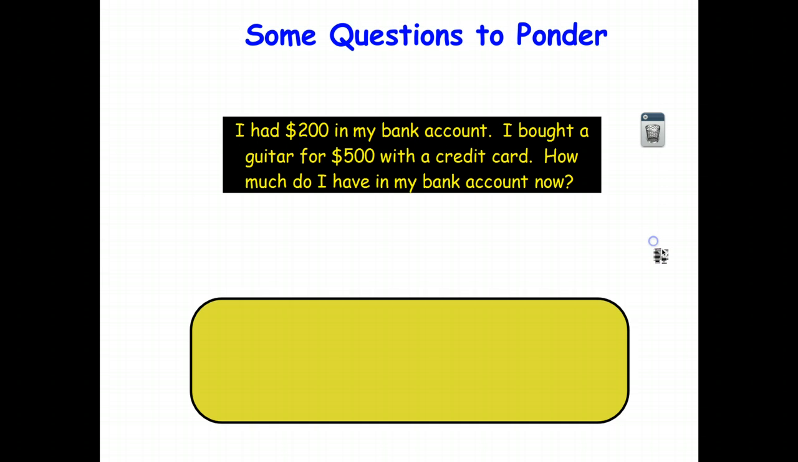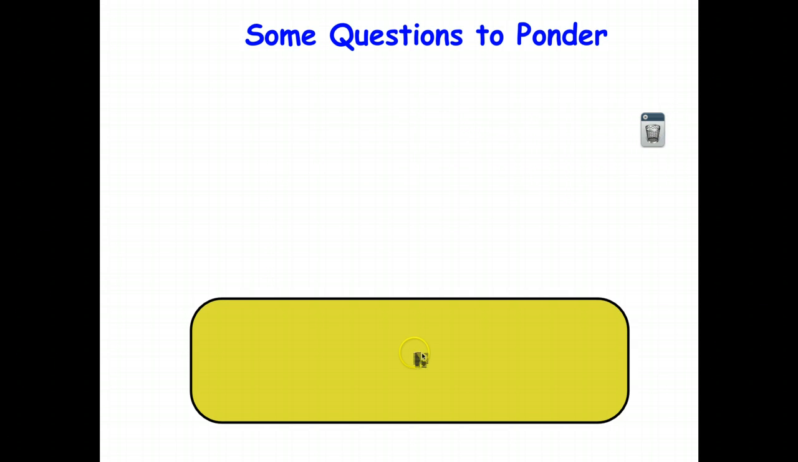I had $200 in my bank account. I bought a guitar for $500 with a credit card. How much do I have in my bank account now? Well, I've spent more than I had, so I've gone into the negatives. So you can think of saying $200 minus $200 takes you back to zero. And then you spent an additional $300. That puts you at negative 300.